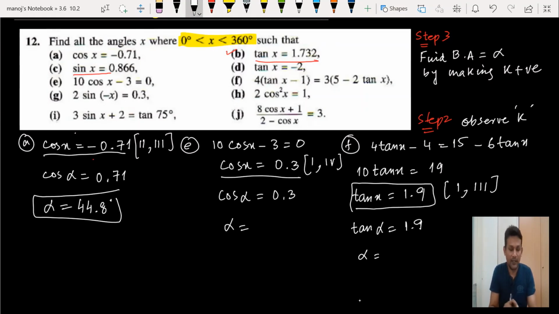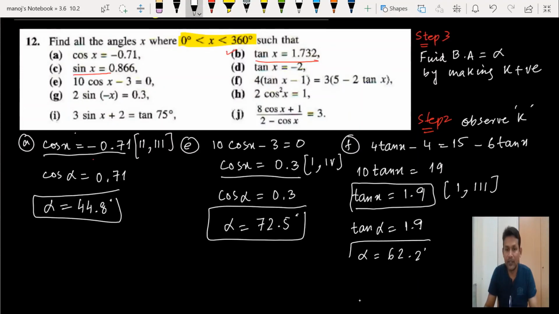Here, alpha is again shift cos 0.3 is coming 72.54, 72.5 degrees. Your calculator should be in degree mode. Remember, this is tan inverse 1.9. This is coming 62.2. Okay, 62.2. Like, you can do all the questions, there is no problem.